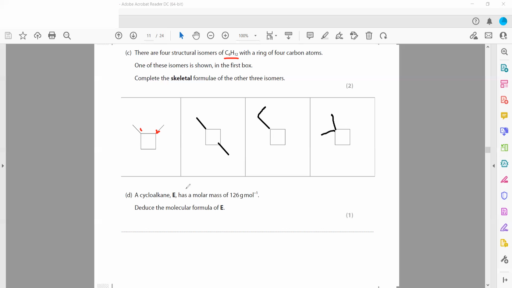Then a cycloalkane E has a molar mass of 126. Deduce the molecular formula. How can we deduce the molecular formula? See, it is CnH2n. The general formula of cyclic alkanes is the same as alkenes, so CnH2n. That is the general formula of alkenes, the same as the general formula for cyclic alkanes.